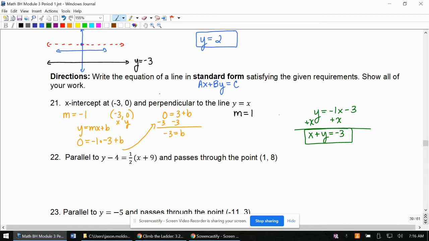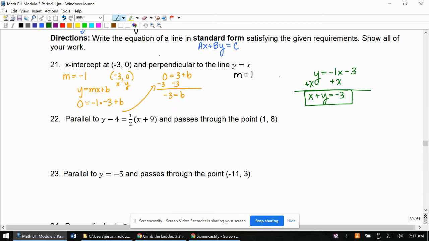Last one in this batch, number 22. We want to write the equation of a line that's parallel to this and passes through the point (1, 8). Well, parallel, that means that we're going to want to have the same slope. So for a second, I'm going to tinker with this equation and get it into slope-intercept form.